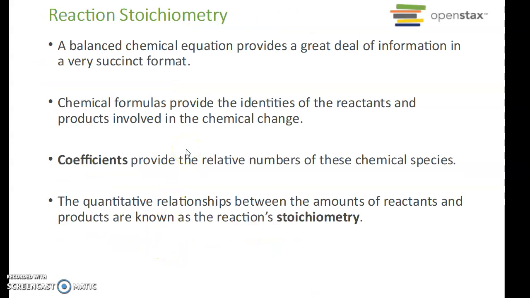And essentially what you will now have is the reaction stoichiometry. A balanced chemical equation provides a great deal of information in a very succinct form. These chemical formulas provide the identity of the reactants, which molecules or ions you have there, and the products involved in the chemical change. The coefficients provide the relative numbers of those, and as long as you have a balanced equation, you have a quantitative relationship between the amount of reactants and the amount of products, and this is called stoichiometry.